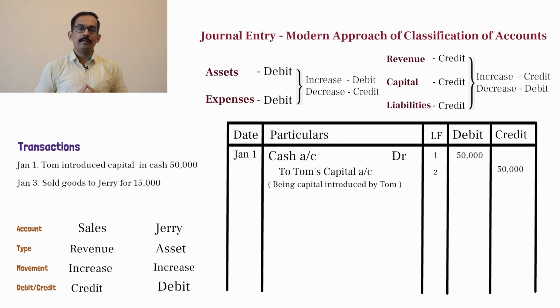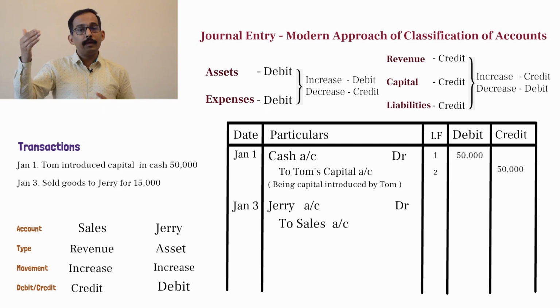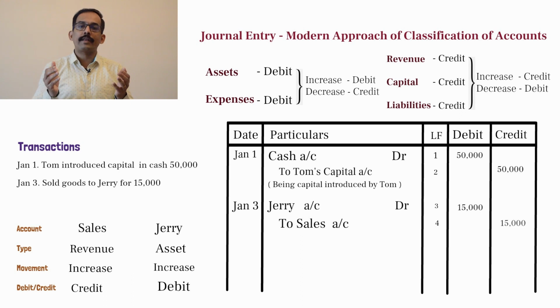Now come to the journal. Date column, January 3rd. Particulars column, the accounts that are debited and credited along with the narration: Jerry account debit to sales, being goods sold on credit to Jerry for 15,000. In the debit amount column, mention the amount that has to be received from Jerry, and in the credit amount column, mention the amount of revenue that has been earned, which are both 15,000 each.